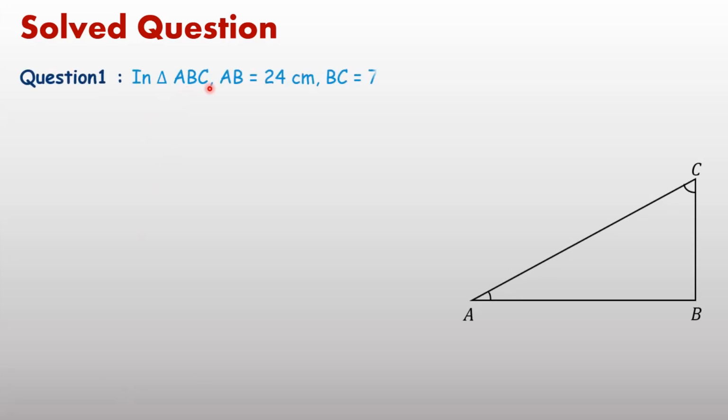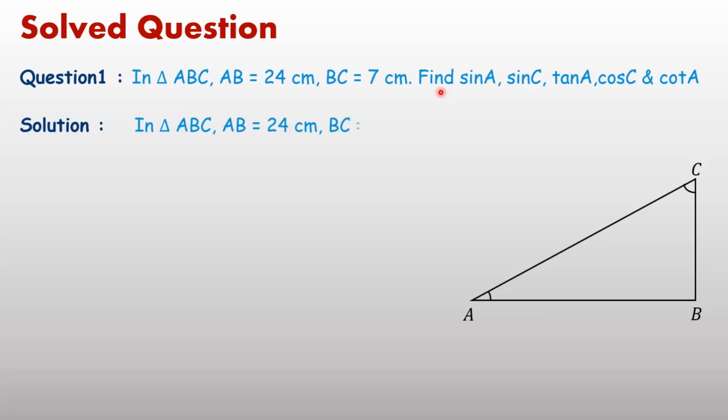Now solve questions. Question number 1. Figure is given in triangle ABC. AB equal to 24 cm, BC equal to 7 cm. Find the value of sin A, sin C, tan A, cos C and cot A.